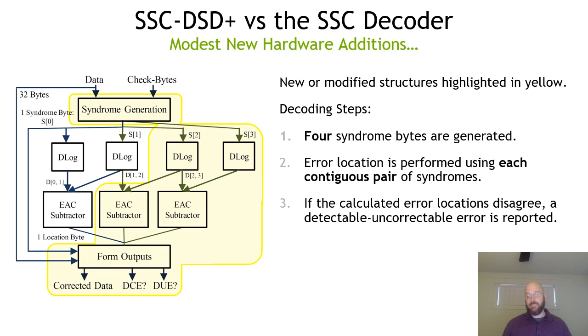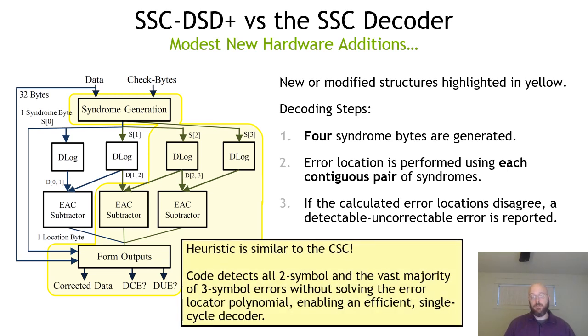The way that SSC-DED works is to augment the single byte correcting ECC code to produce 4, not 2, syndrome bytes. Next, error location is performed not only with the first pair of syndrome bytes, but with each contiguous pair of syndromes. In the case of a single byte error, these 3 error locations should agree, and if they disagree, SSC-DED reports a DUE, avoiding any risk of silent data corruption.